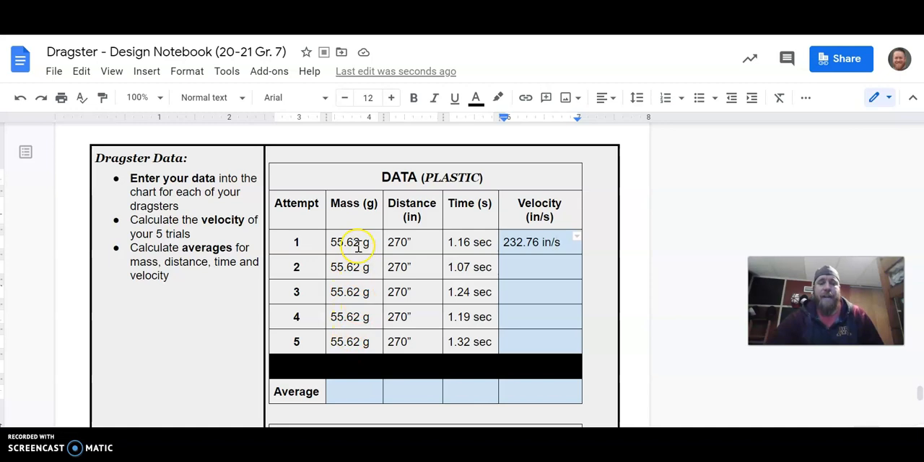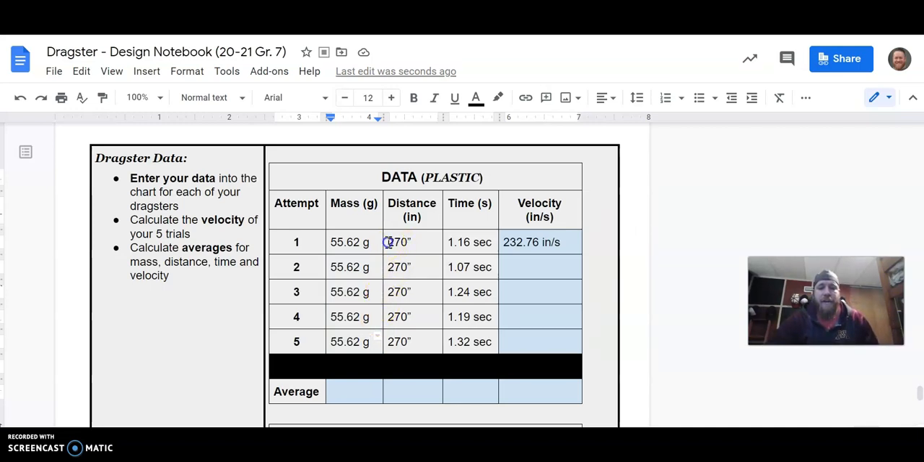Now, if I have a Dragster and I race it once, and then I change the shape of it, or cut some materials off, maybe I wanted to just snip the corners off for whatever reason, well, that would change the mass, and so I would need to reweigh that. However, for this particular car, I didn't make any changes. So the mass was 55.62 grams every time that I raced this car.